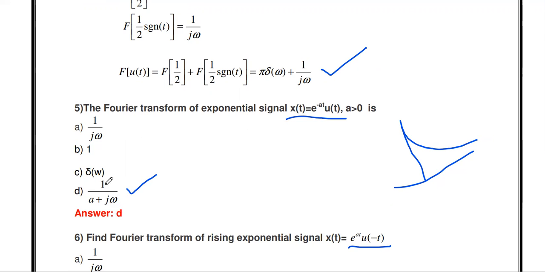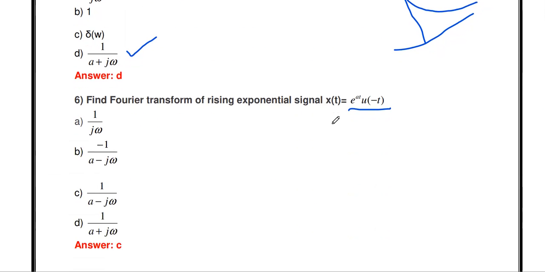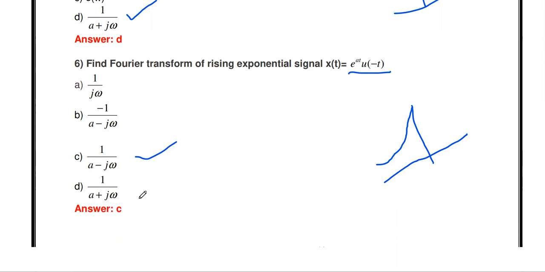If it is minus a, it becomes 1 by minus a plus j omega. Here you see e power at u of minus t. So e power at u of minus t means it's an exponentially rising signal, but the signal is available for the negative time duration. Okay, so this signal has the Fourier transform 1 divided by a minus j omega. Okay, so you just remember it. E power at u of minus t, the Fourier transform is 1 by a minus j omega.